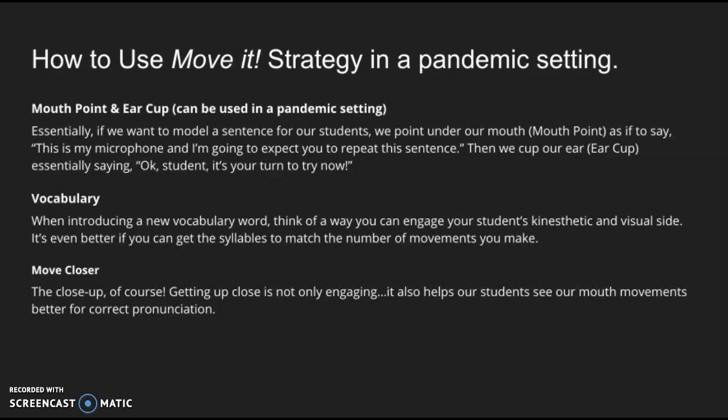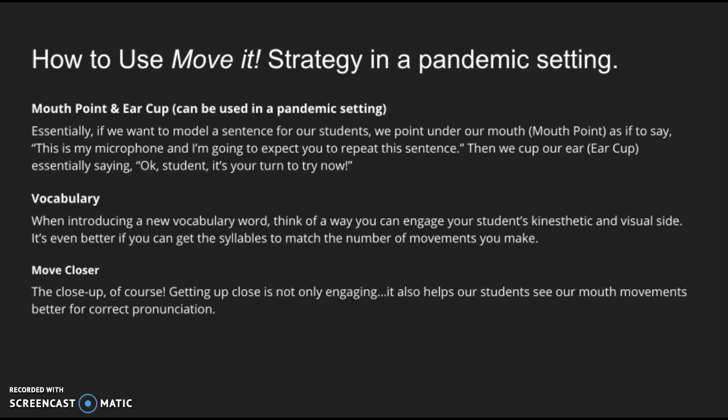Vocabulary. When introducing a new vocabulary word, think of the way you're going to engage your students' kinesthetic and visual side. It's even better if you can get the syllables to match the number of movements you make. Such as when you're going to pronounce a word, you tap on your mouth for every syllable that is said so that the student can see how many syllables are being shown.